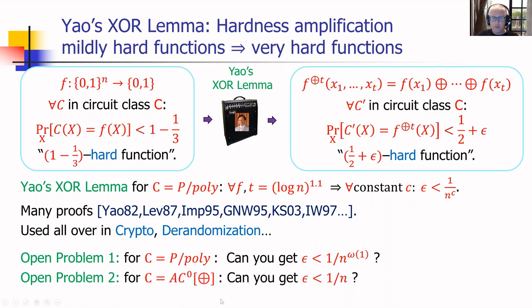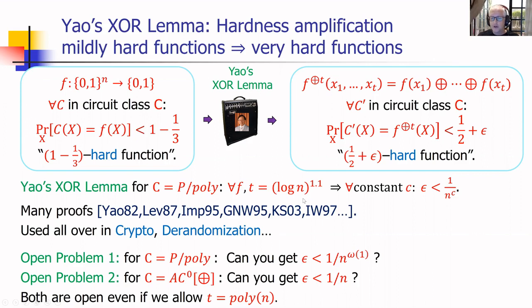A second open problem, now let's consider the class AC0 with parity gates, namely the class of constant depth circuits, which are allowed to use the gates and, or, not and parity. And here I'm asking, can you even get epsilon to be 1 over n? So we don't know the answer to both these questions. And in fact, both are open not only for the choice of t, which is slightly larger than logarithmic, but even if we allow t to be an arbitrarily large polynomial, we still don't know how to achieve these two things.